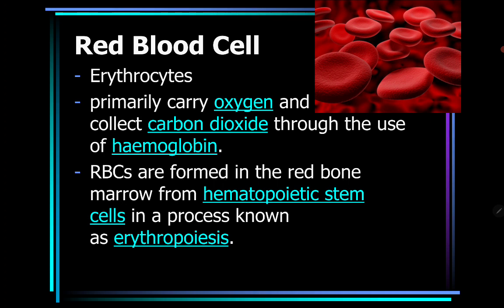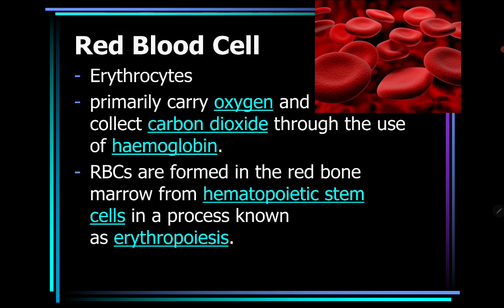So let's discuss one by one. Red blood cell or erythrocyte primarily carries oxygen and collects carbon dioxide through the use of hemoglobin. So what is hemoglobin? It is an iron-containing protein that gives red blood cells their color and facilitates the transport of oxygen from the lungs to the tissues and carbon dioxide from the tissues to the lungs.